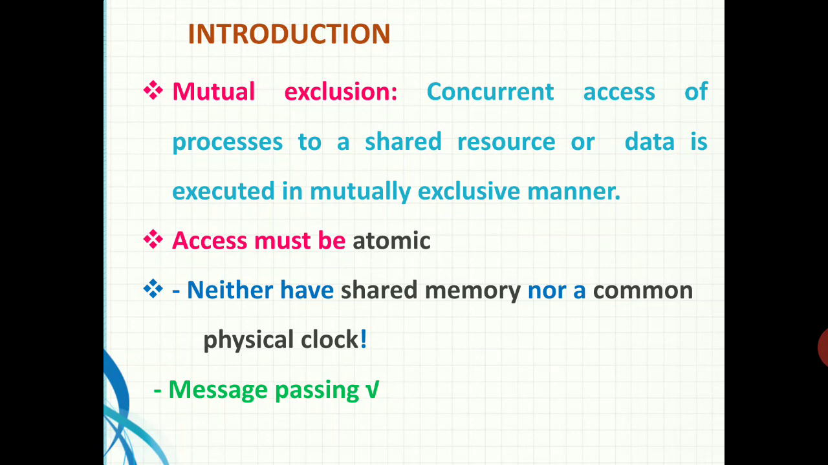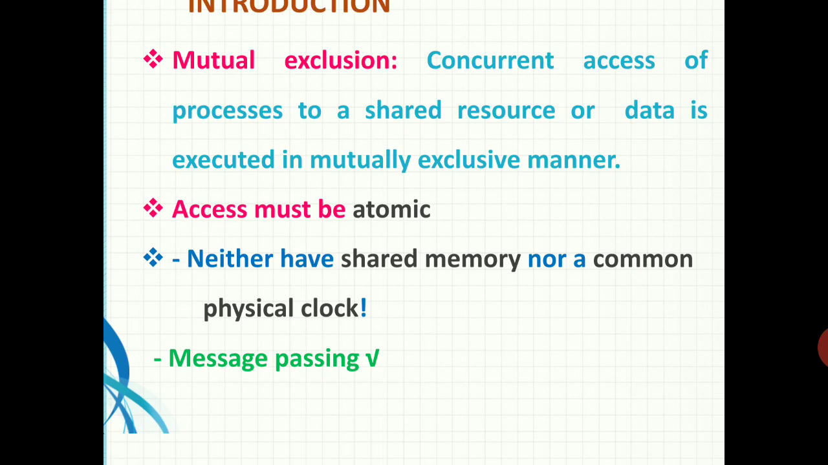In a distributed system, we have neither shared memory nor a common physical clock, and therefore we cannot solve the mutual exclusion problem using shared variables. To solve the mutual exclusion problem in a distributed system, we use message passing. A site in the distributed system does not have complete information about the state of the system due to the lack of shared memory and a common physical clock.